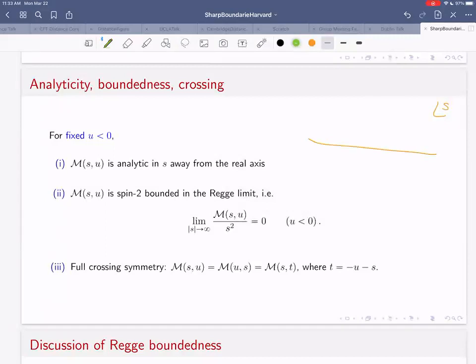So if this is my UV cutoff M, then of course generically there will be a cut that starts here, and then there will be a crossed cut here at minus M squared minus U, the T-channel cut. And then in our case, of course, we just have the poles from the massless graviton and the massless scalar. If we were including higher loop corrections, there would be additional cuts that go all the way down to the origin. In that situation, our arguments would go through if we just assume analyticity in this kind of region. In the tree-level approximation, the amplitude will be analytic everywhere away from the real axis.